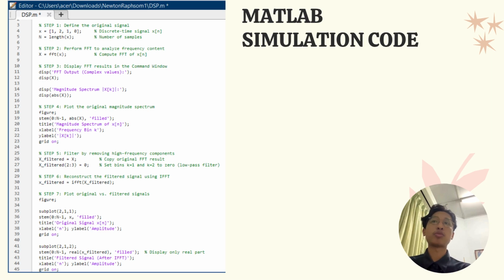Next, we perform the FFT. In line 8, we use MATLAB's fft function to compute the fast Fourier transform. This converts our time domain signal into the frequency domain, producing a complex output.